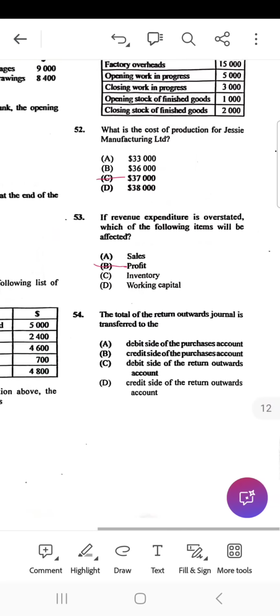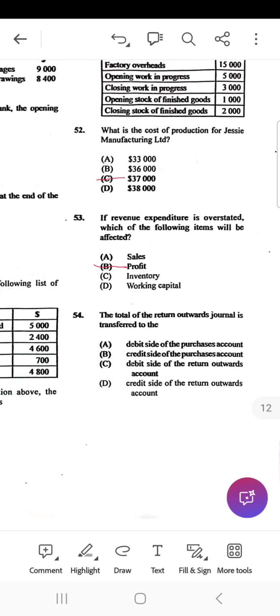Number 54. The total of the return outwards journal is transferred to A, the debit side of the purchases account, B, the credit side of the purchases account, C, the debit side of the return outwards account, or D, the credit side of the return outwards account. It would go to the credit side.